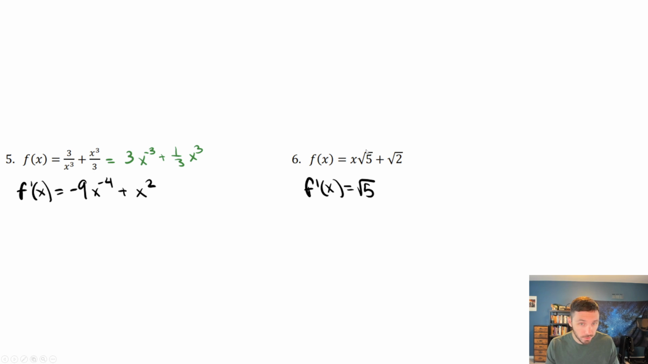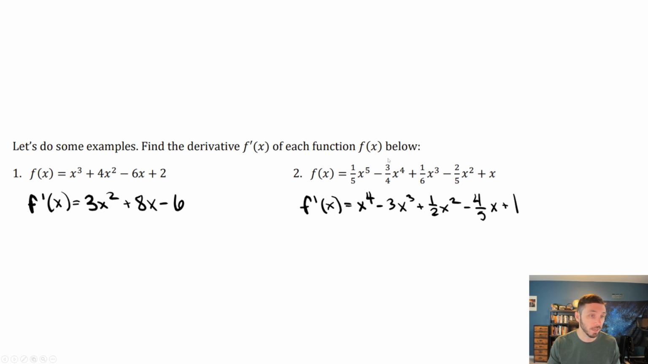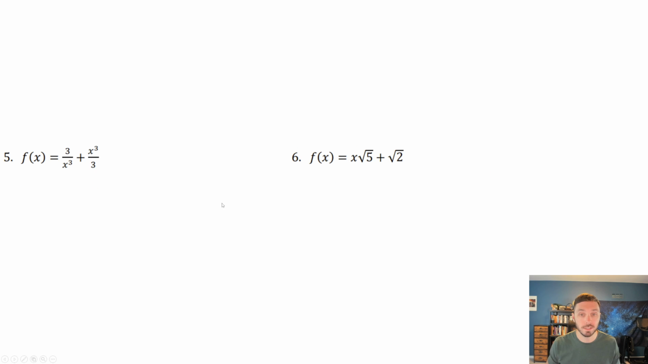Over here, this is just a coefficient. So this is x to the first, bring it up front. This is just like finding the derivative of 2x. It's just 2. In this case, it's just root 5 times x. So the derivative is root 5. And this is just a constant. So just like how the 2 was a constant here that went away, that turned to 0. It's the same story here.